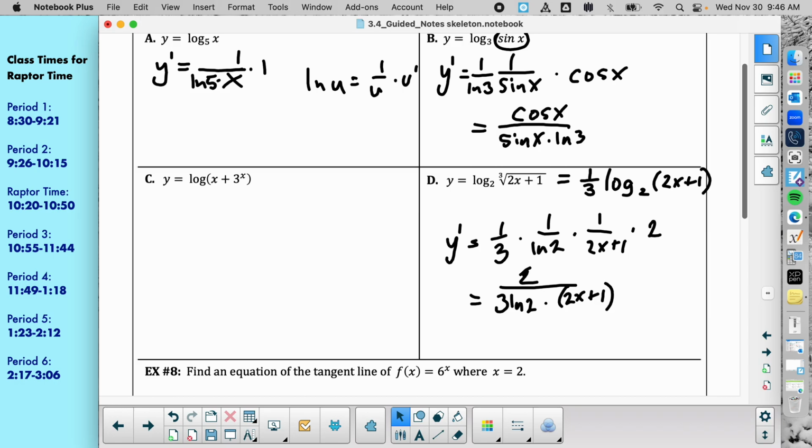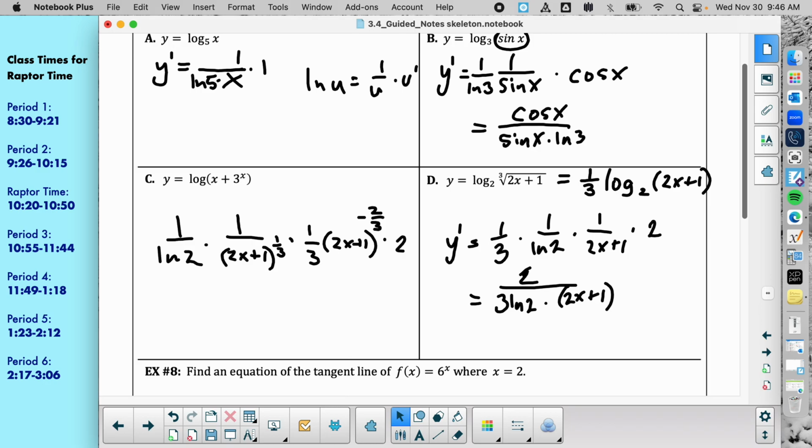Now, if you decided to leave the cube root there in the first place, it would still work. I'll do that over here on the left. If I decided to leave that cube root there, because maybe during a test when your brain's not working right, you might forget to simplify first. So I would still have 1 over ln 2. I would have 1 over cube root 2x plus 1. And then I would have to multiply by the derivative of cube root, which would be 1/3 2x plus 1 to the negative 2/3 times 2.